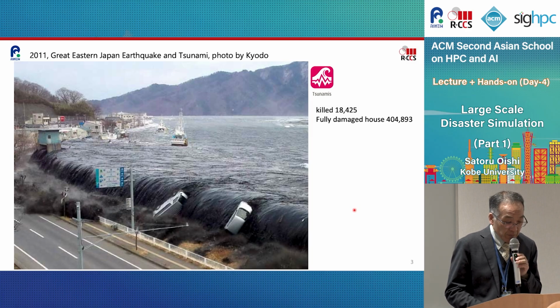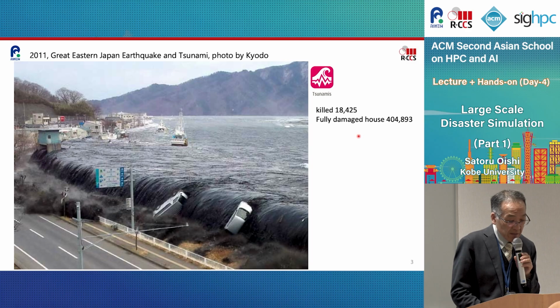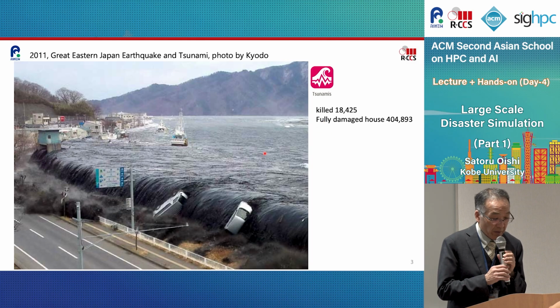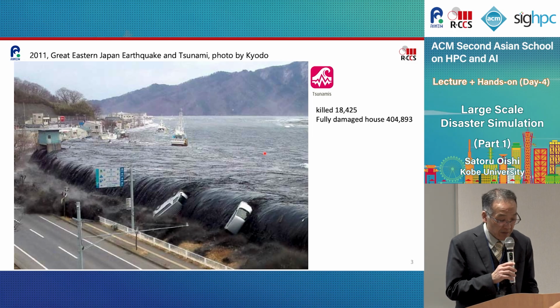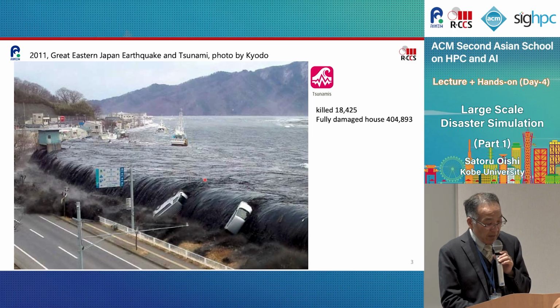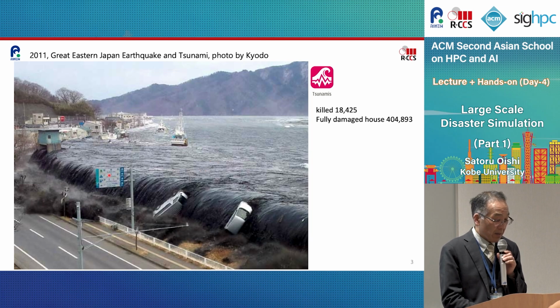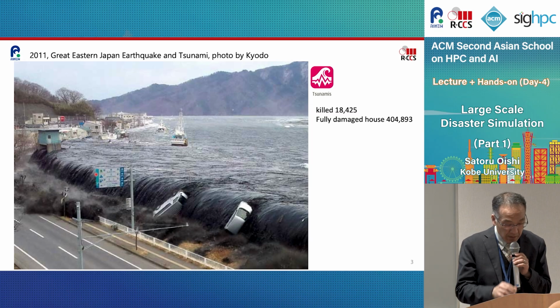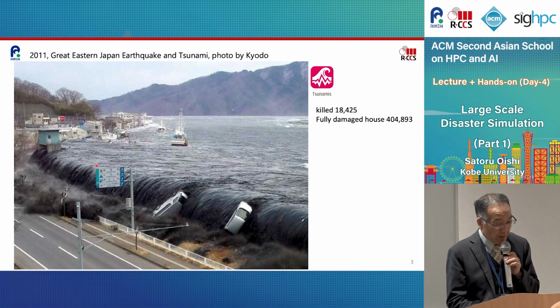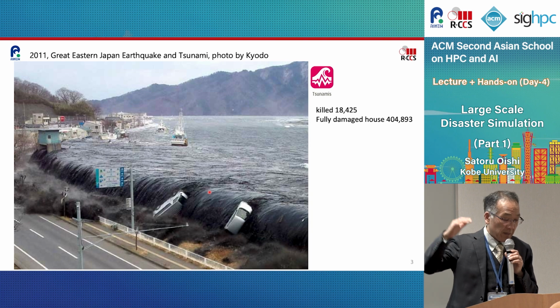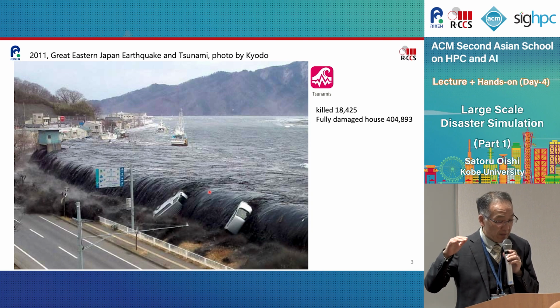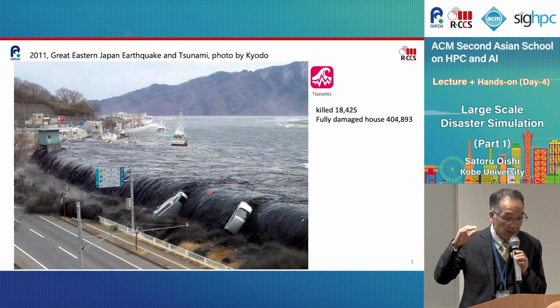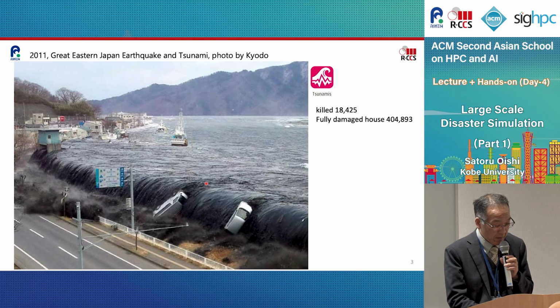So it kills more than 18,000 people, and fully damaged houses more than 400,000. At that moment, the tsunami hit the coastal area of the northern part of Japan, and people were not aware that the height of the tsunami was as high as 20 meters.